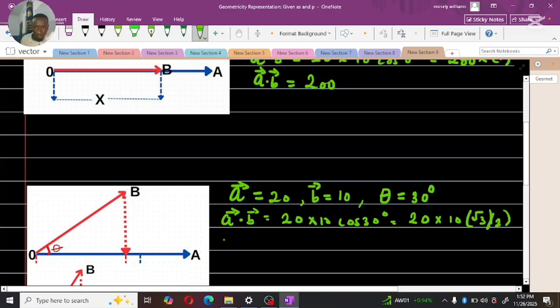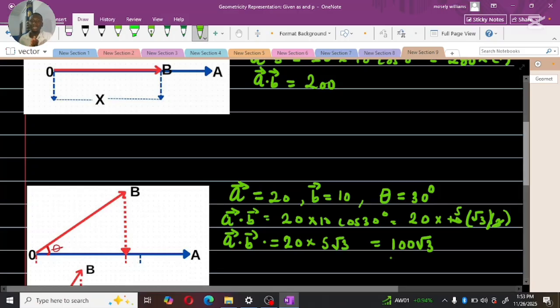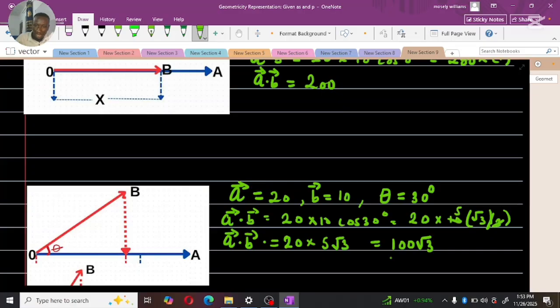So what do we have? Our dot product is 20 times 10 times root 3 over 2. The 2 goes into 10 and we have 5. 20 times 5 is 100, so that is 100 root 3. It's as simple as that. So you can see 100 root 3 is definitely less than 200. So let's see the next one.